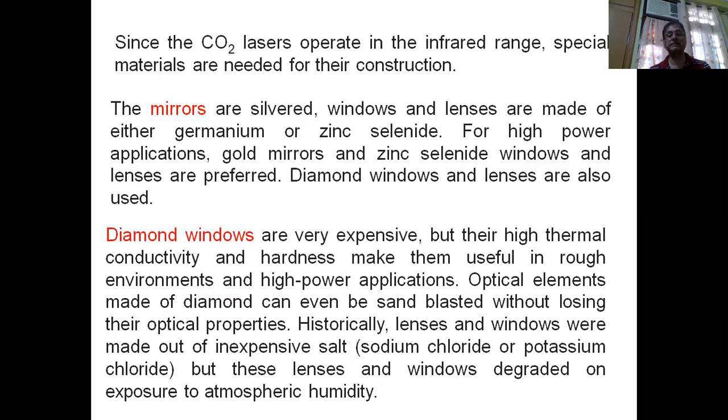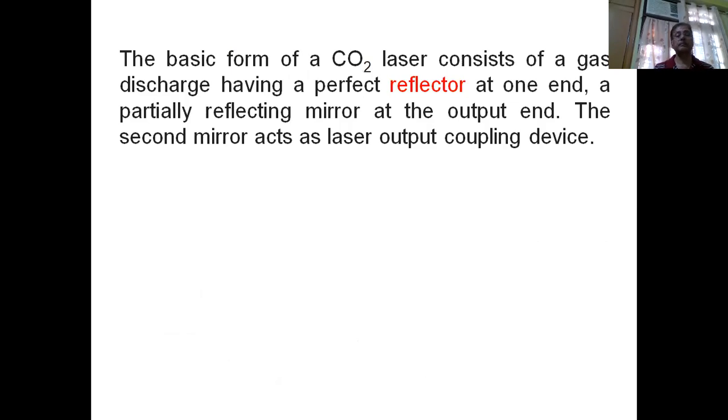Diamond windows are very expensive, but their high thermal conductivity and hardness make them useful in rough environments and high power applications. Optical elements made of diamond can even be sandblasted without losing their optical properties. However, historically, lenses and windows were made out of inexpensive salt, sodium chloride or potassium chloride. But of course, these lenses and windows degraded on exposure to atmospheric humidity.